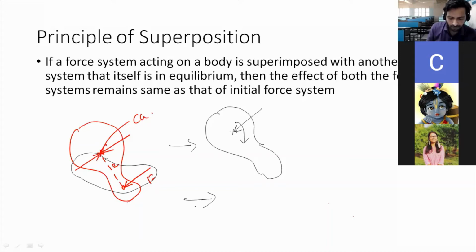So basically there will be a direct stress plus a couple. There are many types of couple actually. There is a bending couple, there is a torsional couple. Out of these two, what can this couple be? Is it a torsional couple or a bending couple? Bending side. Exactly.